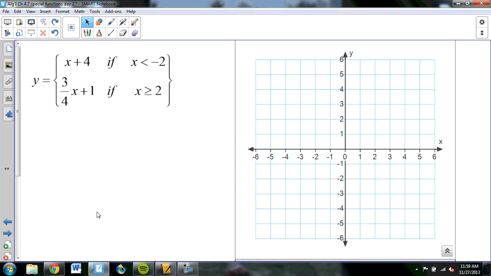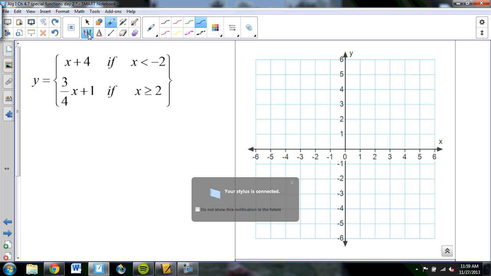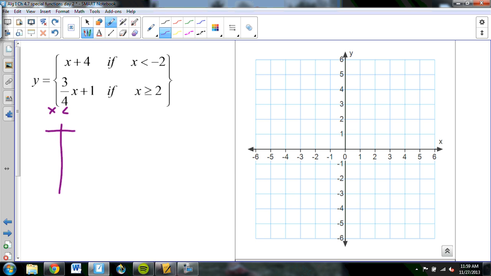One method that I've shown was making tables. When you make your tables, a table for everything where x is less than negative 2, so that would be negative 2, negative 3, negative 4. You join me up here? Thank you. And I would also make a table where x is greater than or equal to 2, and that'd be things like 2, 3, 4.